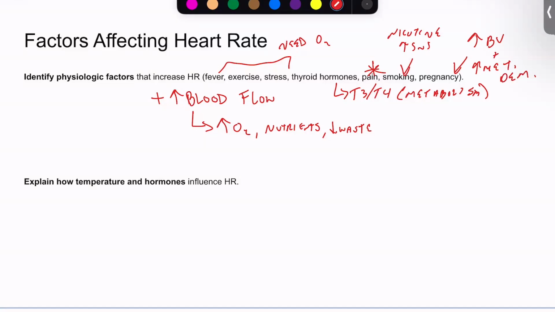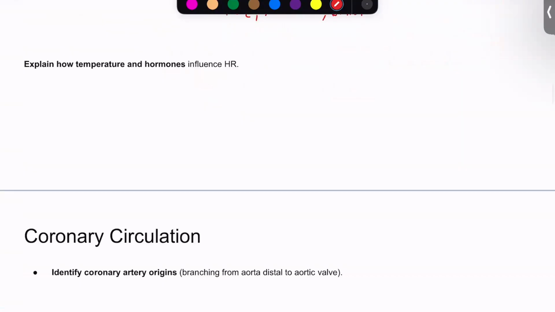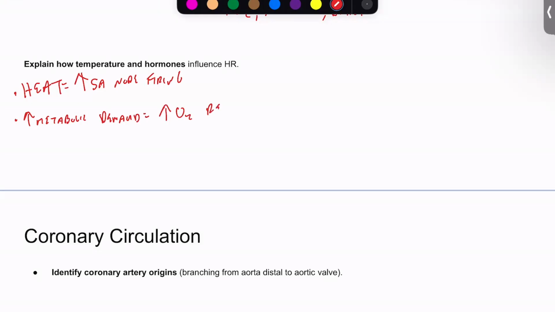So how temperature actually does it, and hormones. If you have heat, it speeds up SA node firing. So that's why it will actually increase. And then another reason that we have is increased metabolic demand. So if you have an increased metabolic demand, that means you're going to have an increased oxygen requirement. And so that's why your heart is going to kick up because, like, oh, we need more blood to the area.